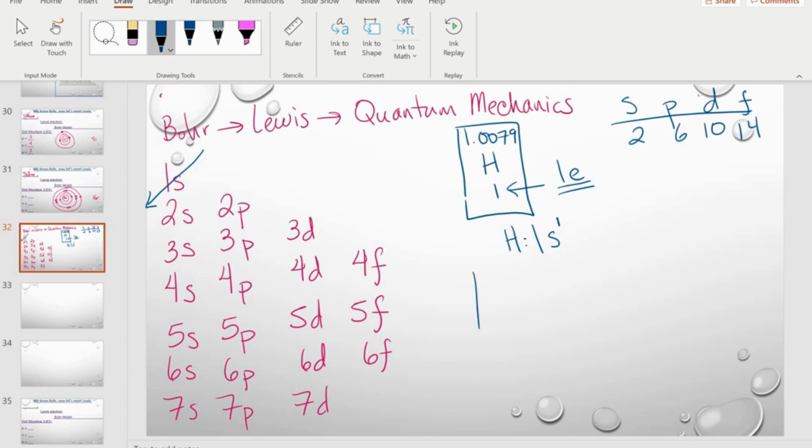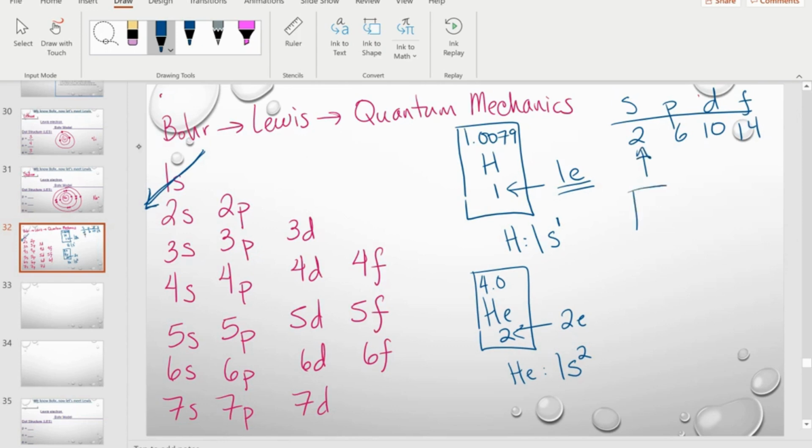Now, if we move on to He, He has 2 electrons. So that means that for its electron configuration, we're going to start again at the very top. We're going to write 1s, and we're going to put 2 electrons in there because remember, S can go up to 2.